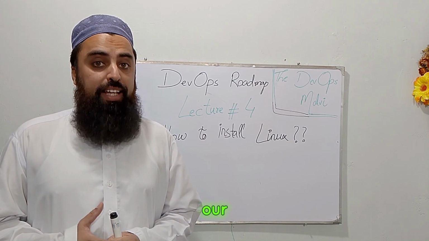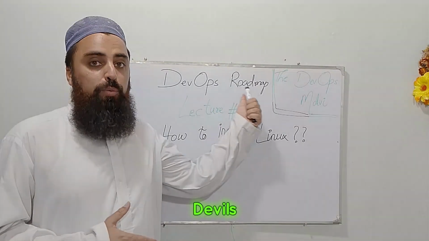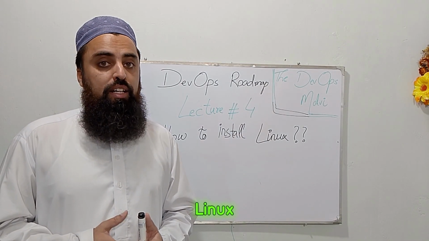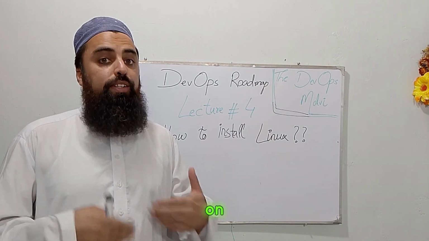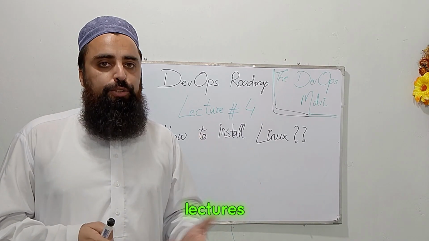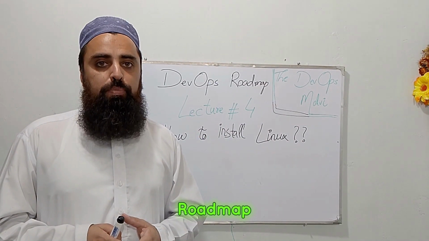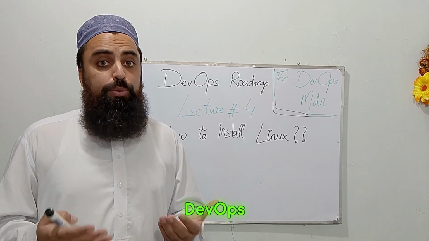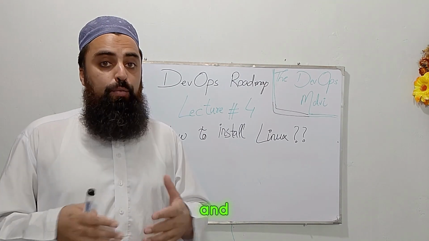This would be our lecture number 4 in our DevOps Roadmap. And in this lecture, we are going to install Linux on our personal computer, on our laptop. In our last 3 lectures of our DevOps Roadmap, we have discussed what is DevOps, what are the DevOps tools that we should learn, and what is Linux.